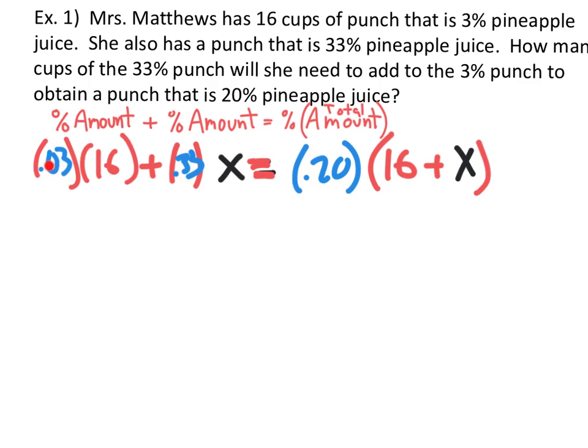So here's the 3%. There's 16 cups of it. I don't know how much of the 33% I'm going to add, but I do know that I want it to be a nice 20% tasting pineapple juice drink. And my new total amount will be this amount plus this amount that I don't even know yet. So my new total amount is going to be 16 plus X. Does that make sense?